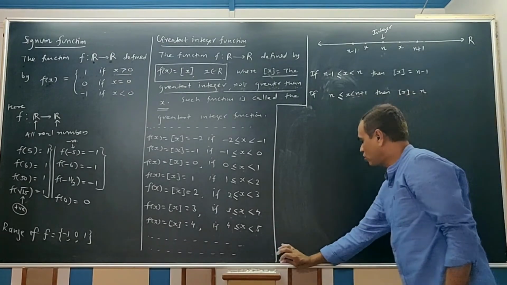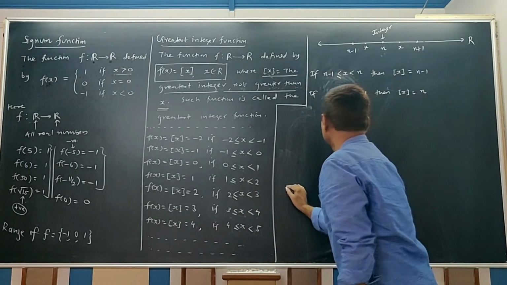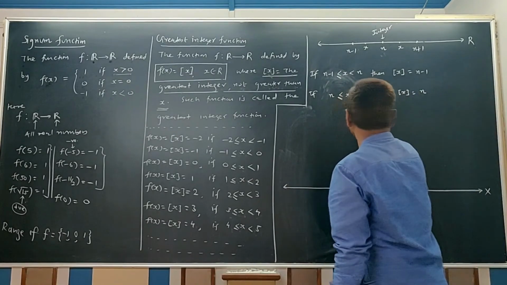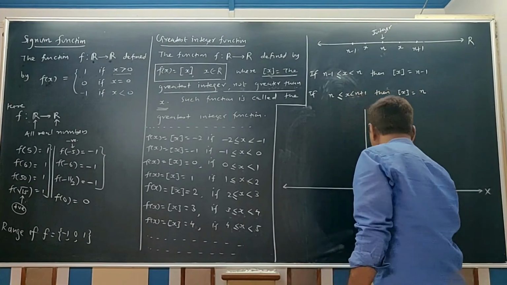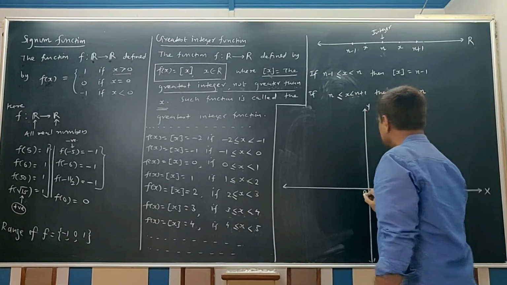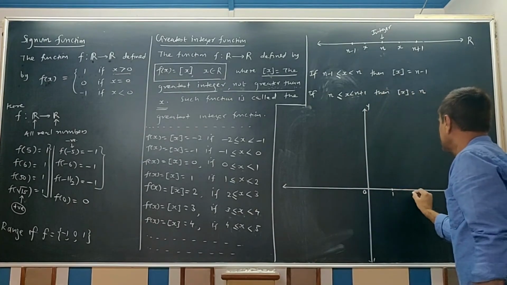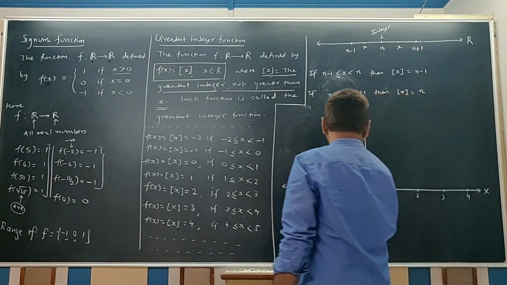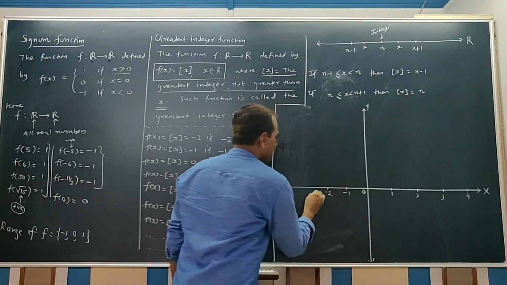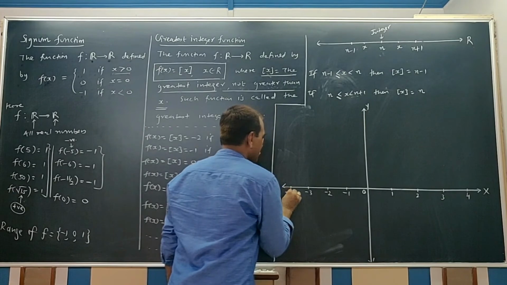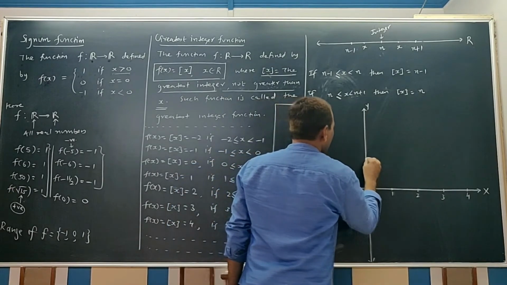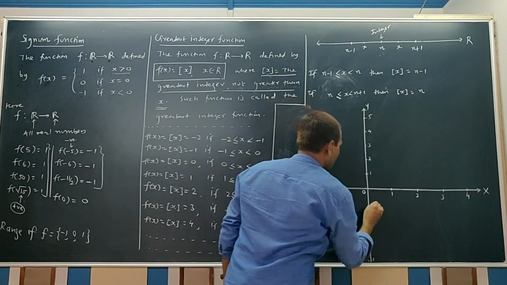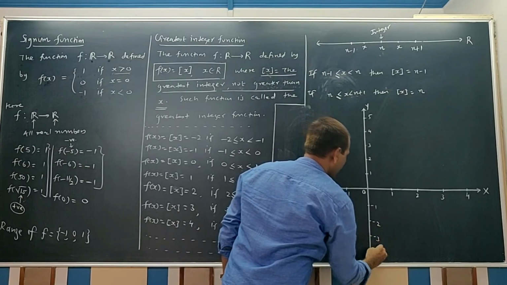See, the domain is shown on the set of the real line. This is the x-axis. This line is the y-axis. Therefore, 0, 1, 2, 3, 4, minus 1, minus 2, minus 3, minus 4, and on the y-axis 1, 2, 3, 4, minus 1, minus 2, minus 3, minus 4.